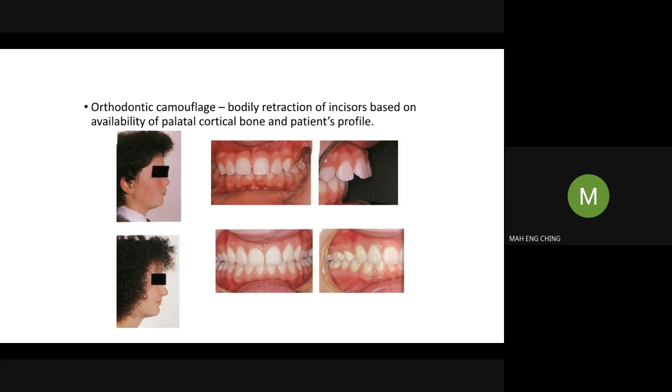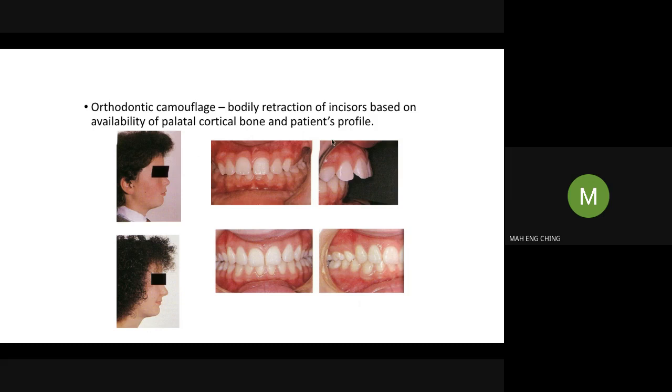So for orthodontic camouflage, you can do some bodily retraction of the incisors based on the availability of the palatal cortical bone and the patient's profile. You can bring the upper incisor back, provided they have bone at the back, on the palatal surface. We call it palatal cortical bone. So if you want to bring the teeth back, you must make sure there's bone behind the teeth. If there's no bone and you bring the upper incisor backward too much, the teeth will come out of the bone. So first you have to check whether there is palatal cortical bone or not.